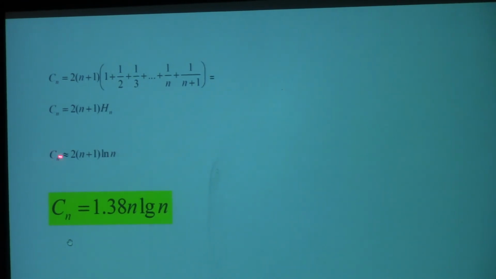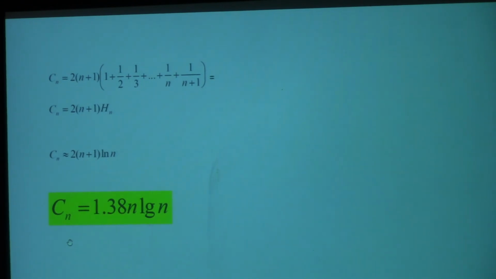Okay, so now we have 2 times n plus 1 ln n. And of course, we can use the change of base rule and say ln n is equal to log base 2 of n over natural log of 2. And that natural log of 2 over 2 becomes 1.38. Okay? So, when we simplify all of this, we get a very nice result. I put it in bright yellow, 1.38 n log n.